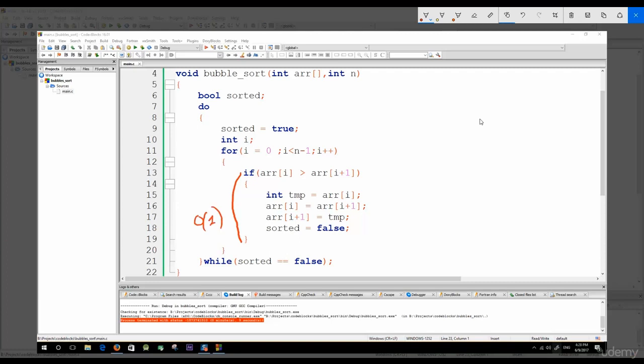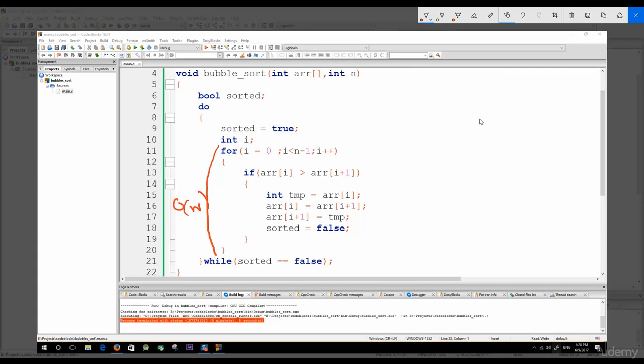Because it's constant. No matter how many instructions, as long as they do not depend on n, they're considered constants. Now this constant operation is being repeated n times because i starts at 0 up to n. Okay? So that's n operations. n operations, every operation is constant, so the overall is order n.